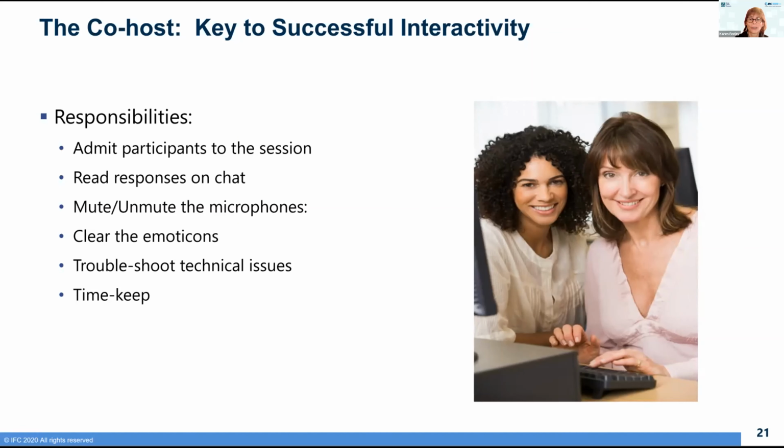Make sure if you're going to use a co-host that you have given co-hosting privileges. In some software, you have to do that before you open the session. It's a setting on the web version of it. So make sure that you check that out ahead of time.